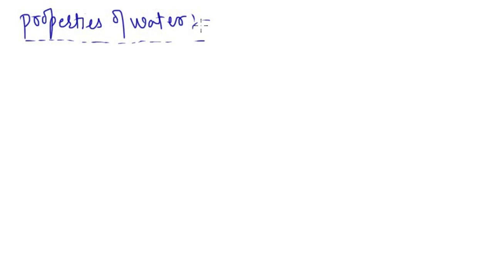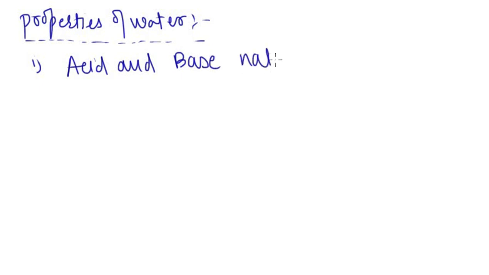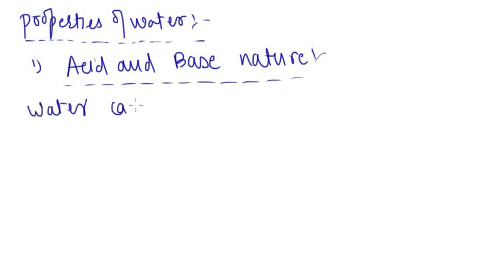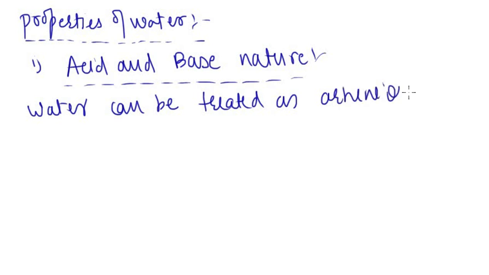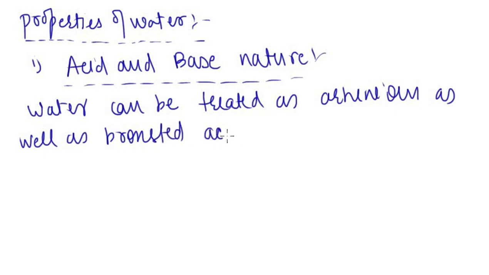We're going to know about water. What is water? What are the properties of water? So the first property is acid-base nature. Water has both natures, acid and base. So water can be treated as Arrhenius as well as Bronsted acid.